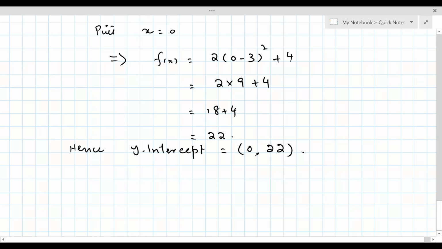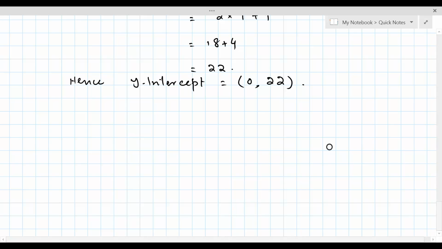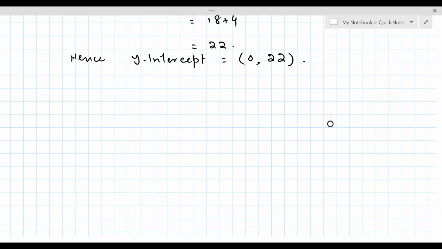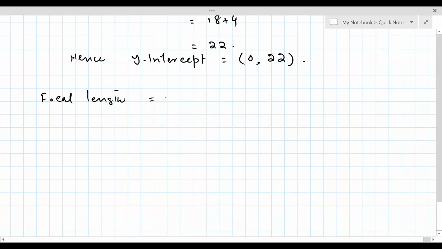So this is it, and we can also find out the focal length. Focal length is equal to 1 by 4 of the coefficient of x square, which is a. So what was the value of a here? A was 2. Therefore, the focal length is equal to 1 by 2.